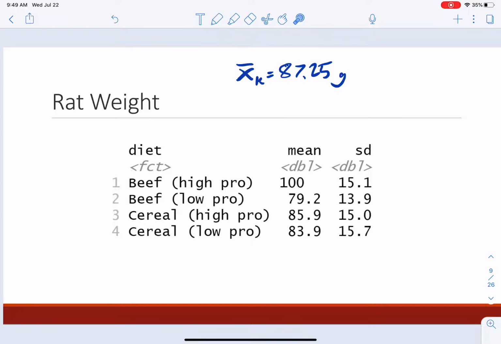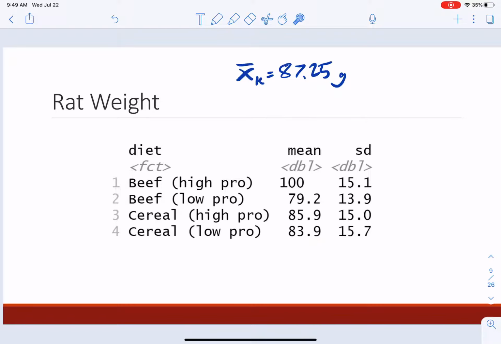We've got to figure out if this difference from the overall mean, or this difference from each other, is statistically significant. So maybe we can get an idea here that this beef and high protein might be different than this beef or the low protein in the cereal, right? So already we're getting kind of close.